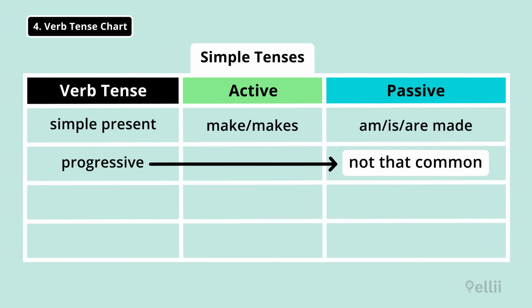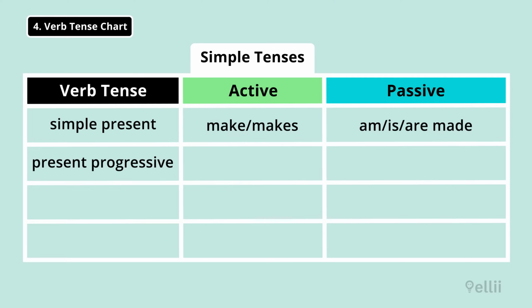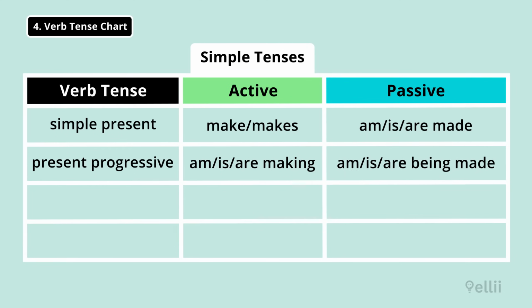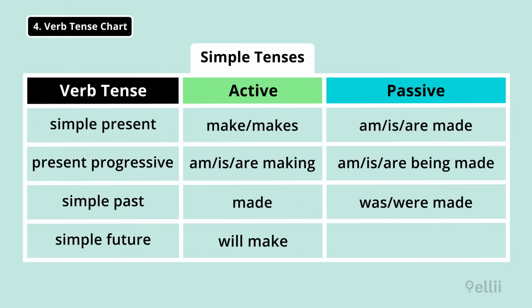Progressive tenses aren't that common in the passive voice, but the present progressive tense is an exception. Am, is, or are making in the active voice becomes am, is, or are being made in the passive. In the simple past, made becomes was or were made. Will make becomes will be made in the simple future tense.